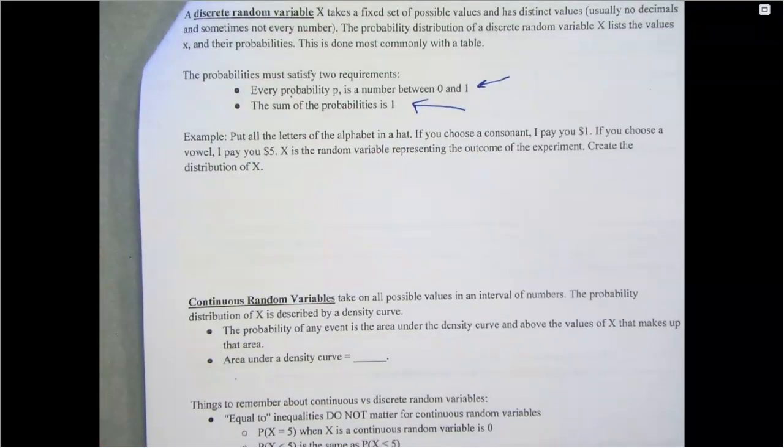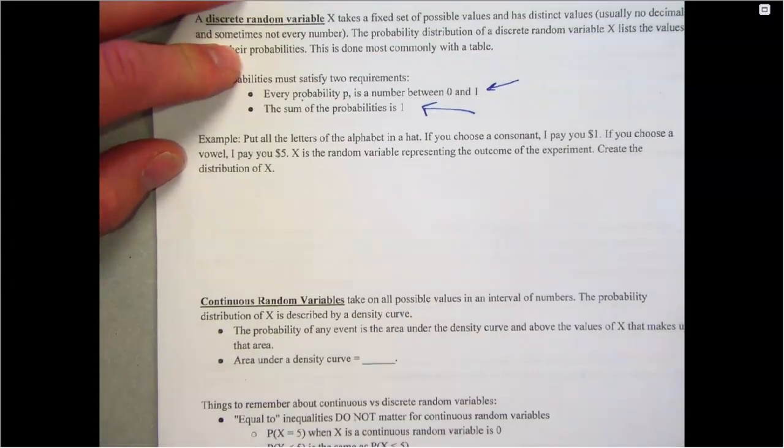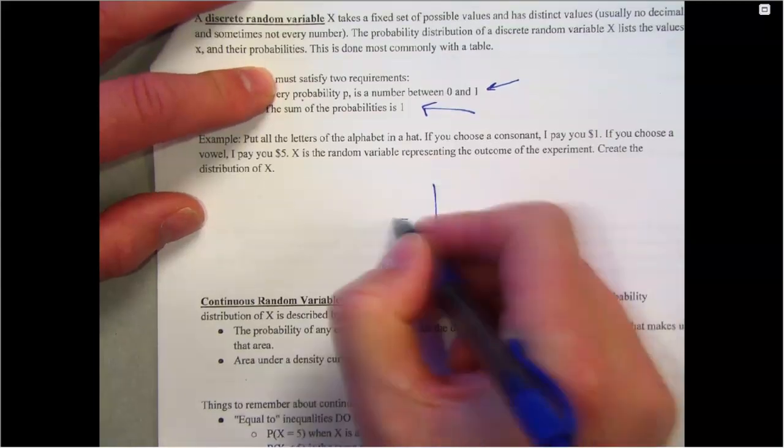Alright, so let's do a probability distribution for this situation right here. All the letters of the alphabet are in the hat. You choose a consonant, I give you $1. Vowel, I give you $5. Y is not a vowel in this situation. X is the random variable, create the distribution. So, I want to make this guy.